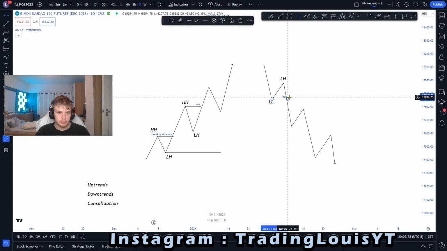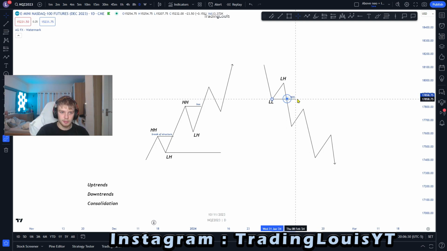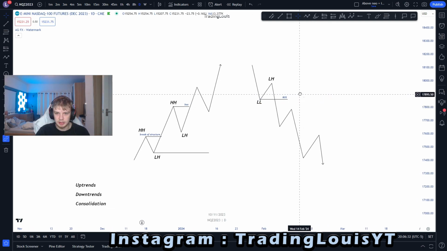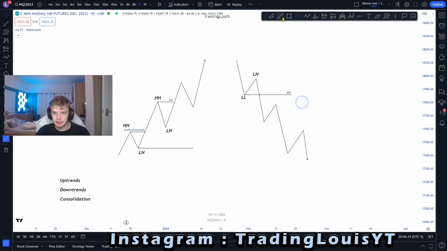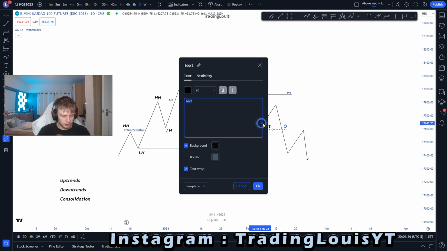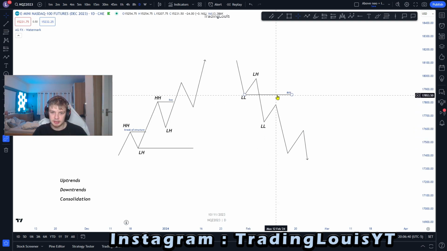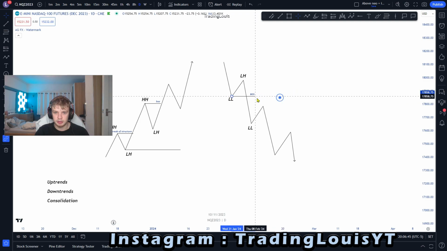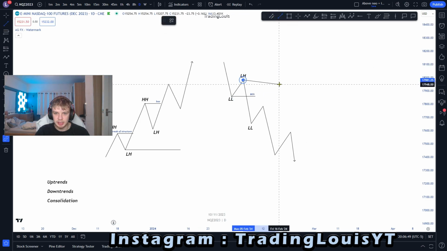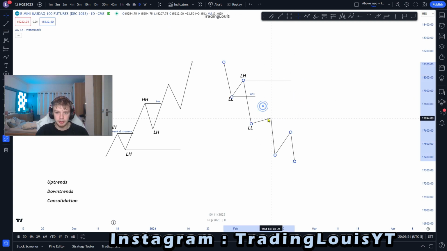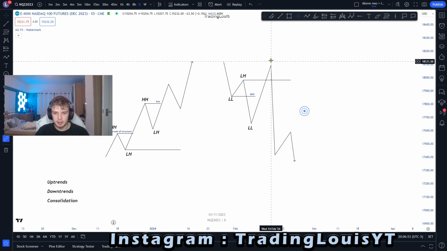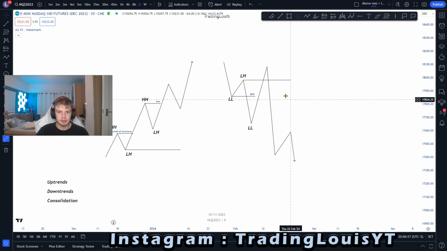So yeah, I hope that makes sense. So there is our break of structure. Then price comes down, creates a lower low again, and then it fails to break this most recent swing high here. So let's say, for example, price, instead of carrying on going down, came up here and took this lower high, then that would be a change of character.